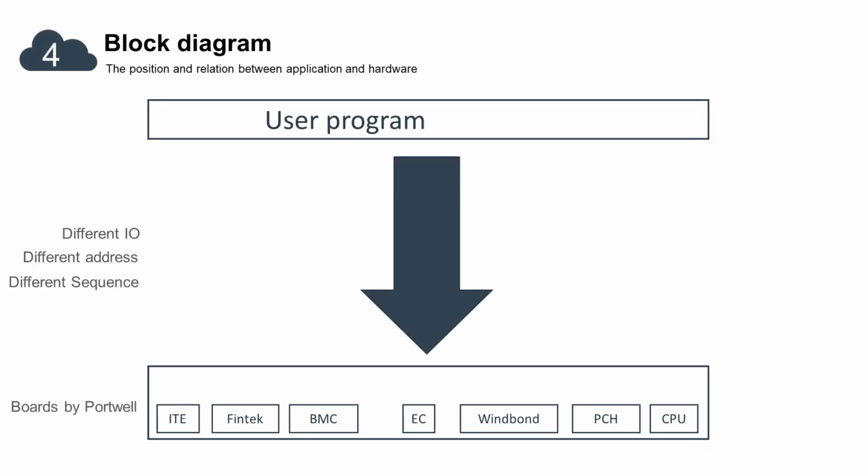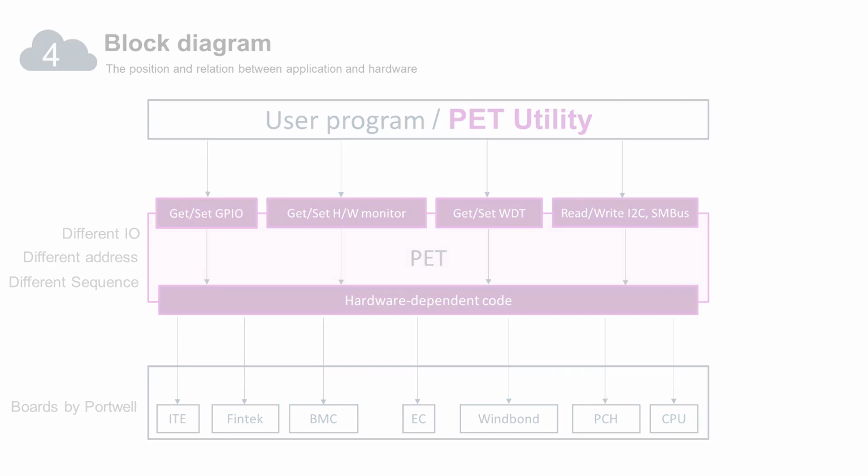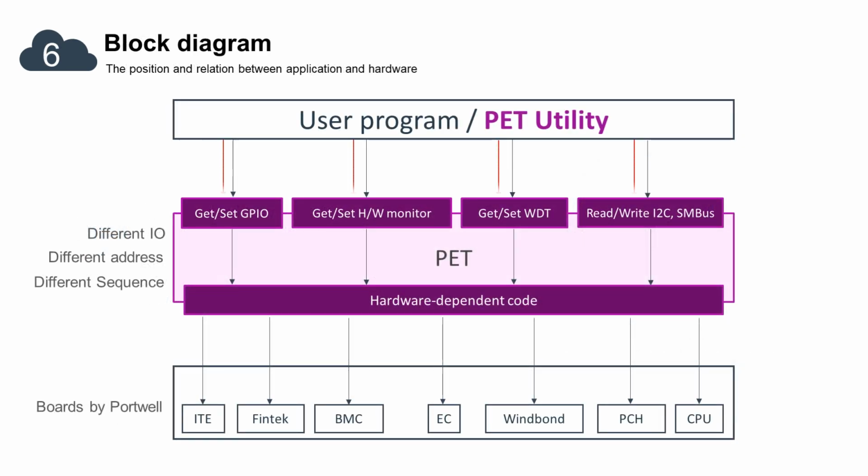Typically, when a customer's program needs to access hardware resources, it requires different I/O, addresses, and sequences based on the hardware design. Different hardware has distinct configurations. By providing PET to customers, they can focus on making requests to PET, and PET will handle the complex procedures. This way, there's no need to worry about the differences between hardware. In fact, the development of PET predates eAPI, but currently, it also supports eAPI. So don't worry, whether it's in the format of PET or eAPI, PET can effectively perform related actions.